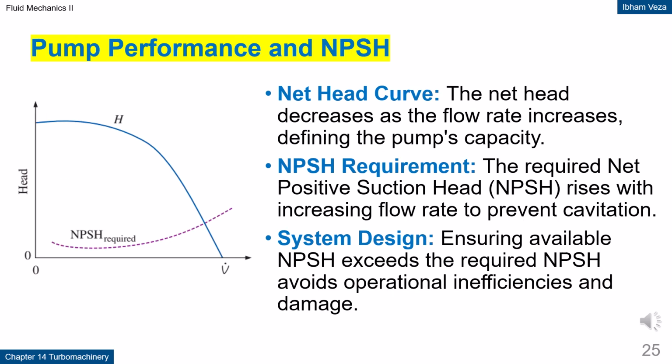Pump performance and NPSH. The pump performance curve shows that the head decreases as the flow rate increases. At the same time, the required NPSH increases with increasing flow rate. For safe operation, the available NPSH from the system must always be greater than the required NPSH. If this condition is not satisfied, cavitation will occur. Therefore, NPSH analysis is an important part of pump system design.